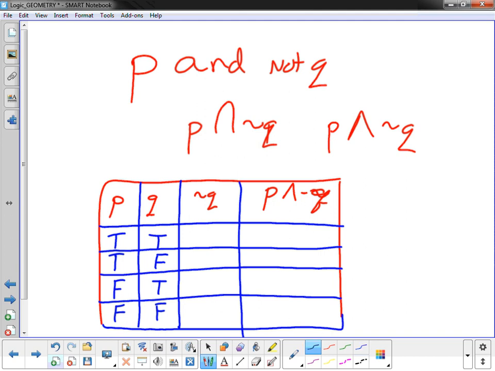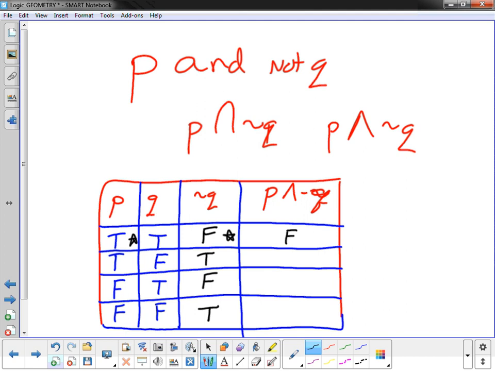And all I've got to do is fill in the truth table based off of the answers. So if Q is true, not Q is false. If Q is false, not Q is true. I got a true for Q, that means false for not Q. I got a false for Q, that means this is true. So now I have P and not Q. Now I'm looking at P and not Q, and I got a true and a false. Well, that's a false statement.